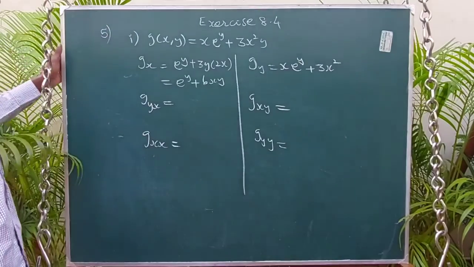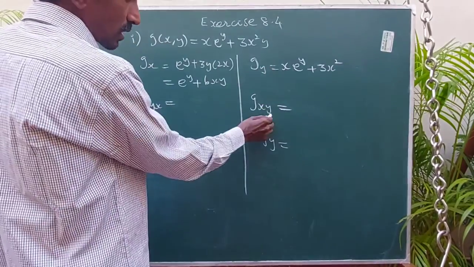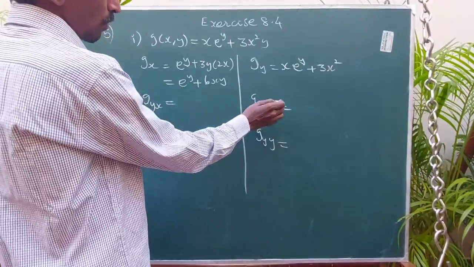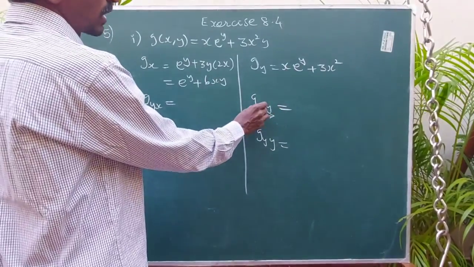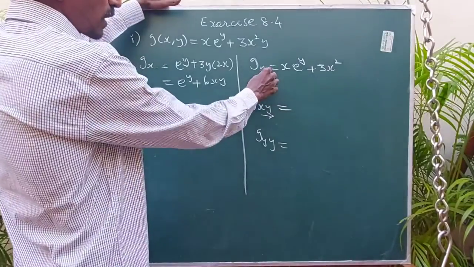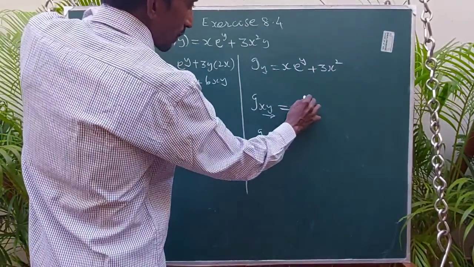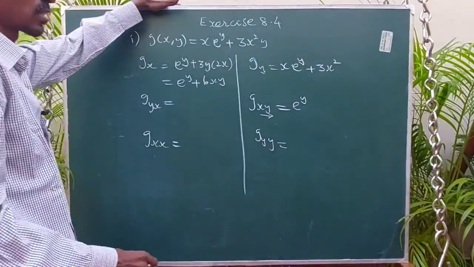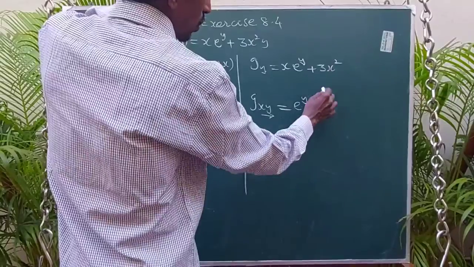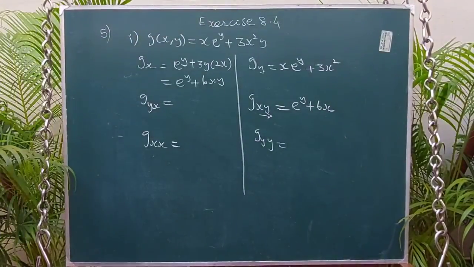Okay, my dear students. Next, g of xy means first with respect to y, then with respect to x. Imagine like a queue, who is standing first? Y. So with respect to y, then with respect to x. So again differentiate this one with respect to x. Imagine y as constant. E power y, differentiation of x is 1, and differentiation of x square is 2x. So 2 into 3 is 6x. So e power y plus 6x.